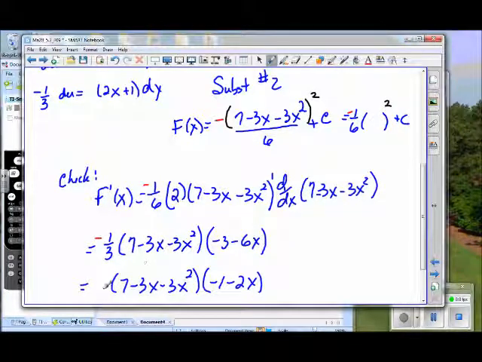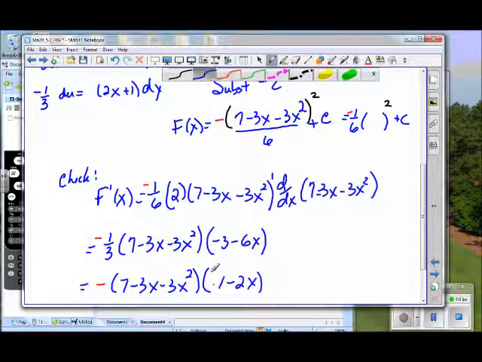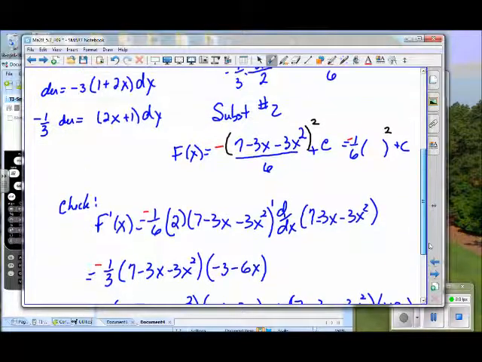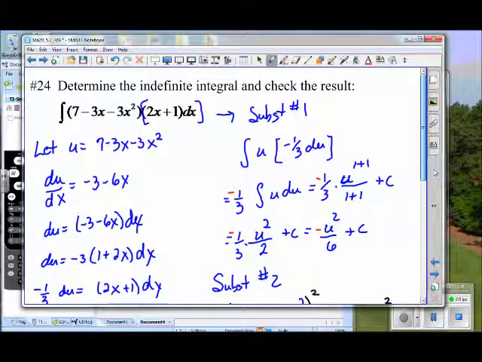a negative and a negative, which would then make these signs, if we multiply through, all become, and we would have 7 minus 3x minus 3x squared times, multiplied through by a negative, 1 plus 2x. Let's go back and recap this since I made a couple of errors there.